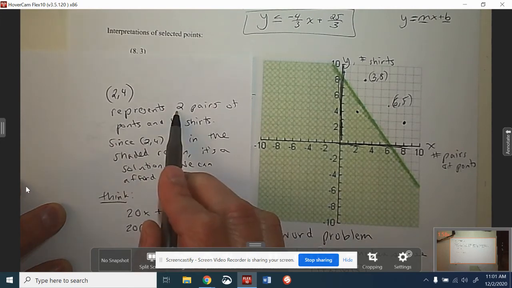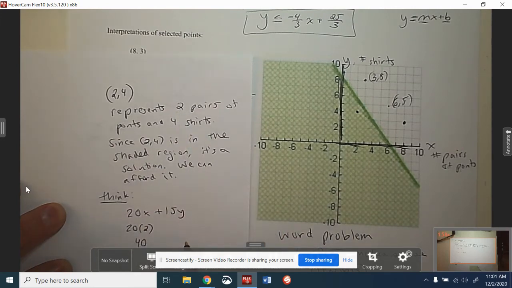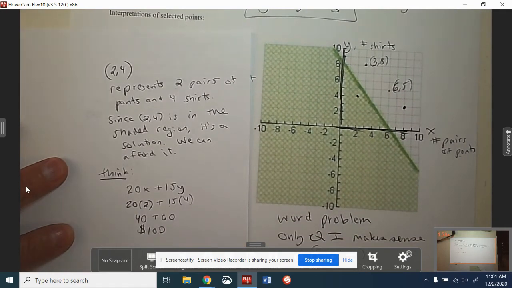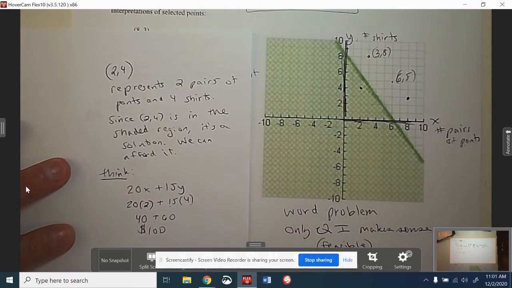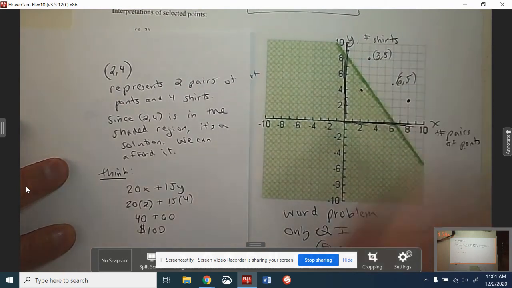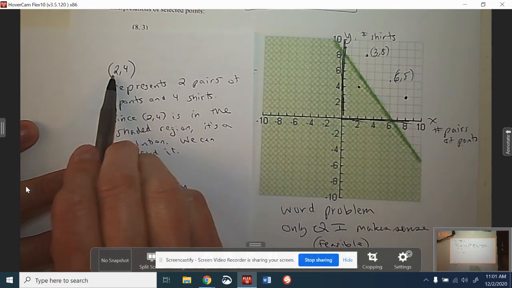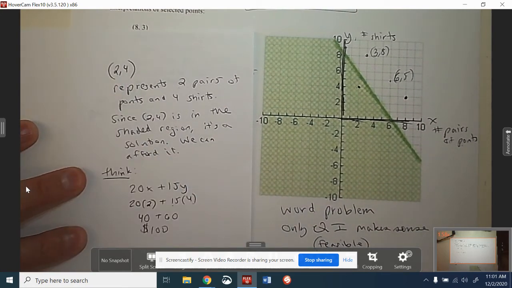So in this scenario, we'd be spending $40 on pants. And if we buy 4 shirts, we'd be spending $60 on shirts. That adds up to $100. Can we afford that? Yeah, because we have up to $125 to spend. So not only can we afford that, but we'd actually go home with $25. So that's what this point represents in context of the problem.